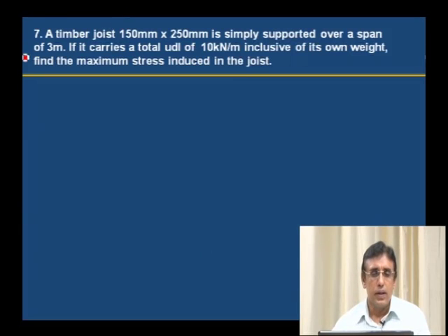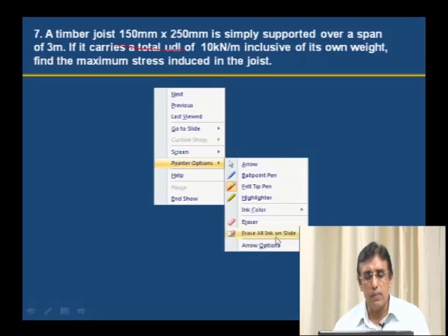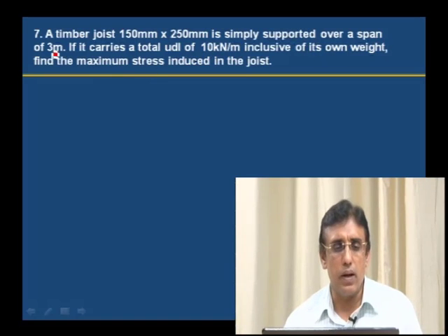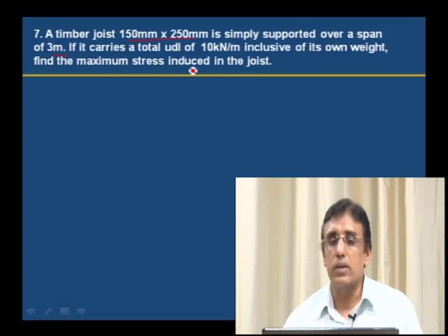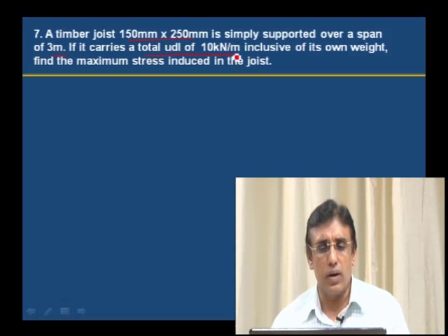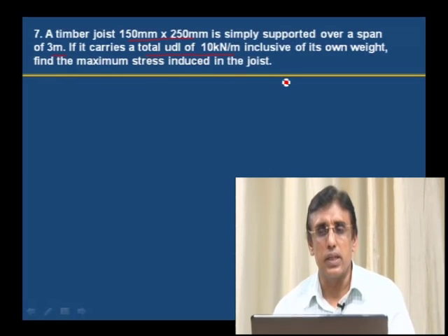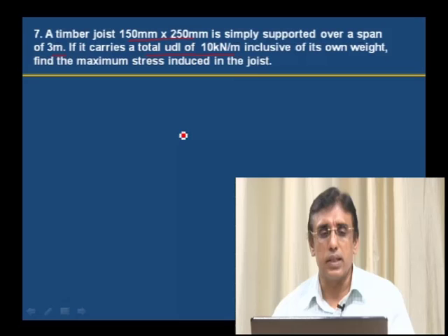Next problem here: a timber joist, size of the beam is given as 150 into 250 mm, is simply supported over a span of 3 meter. Span is given 3 meter, L is given, and size of the beam is given 150 mm into 250 mm. Breadth of the beam is 150 and depth of the beam is 250. It carries a total UDL of 10 kilonewton per meter inclusive of its own weight. Find the maximum stress induced in the joist. We have to find out the stress in the beam.